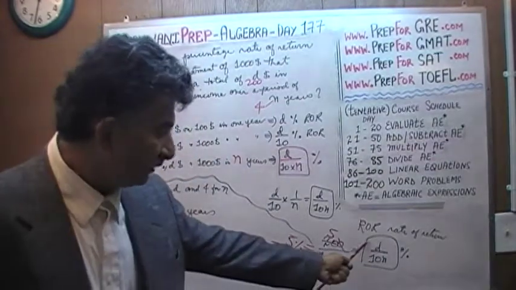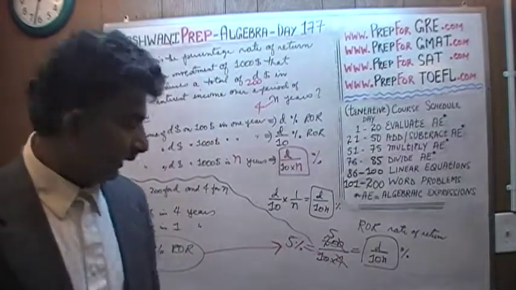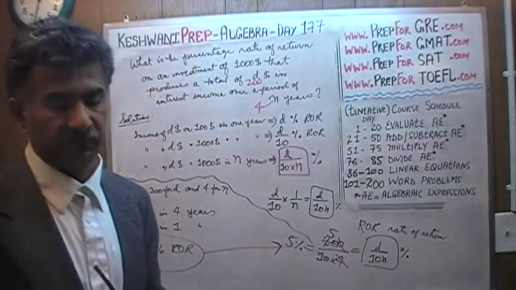This better give us 5% when we replace D with 200 and n with 4. And it does give us 5%. It does give us 5.